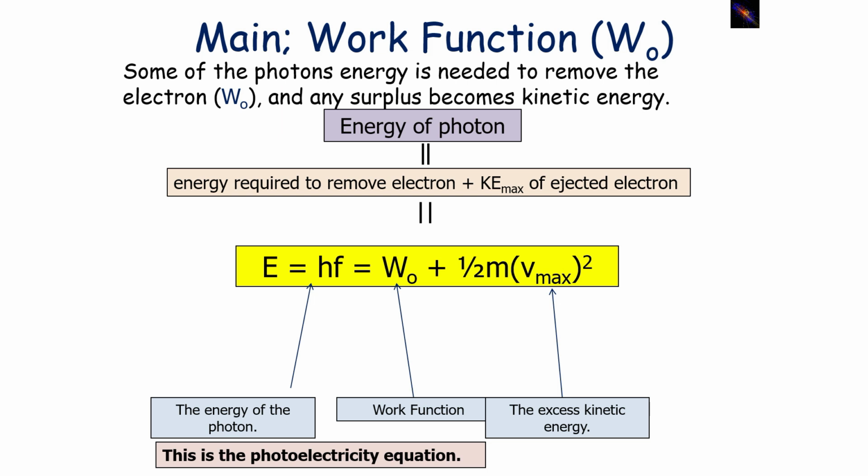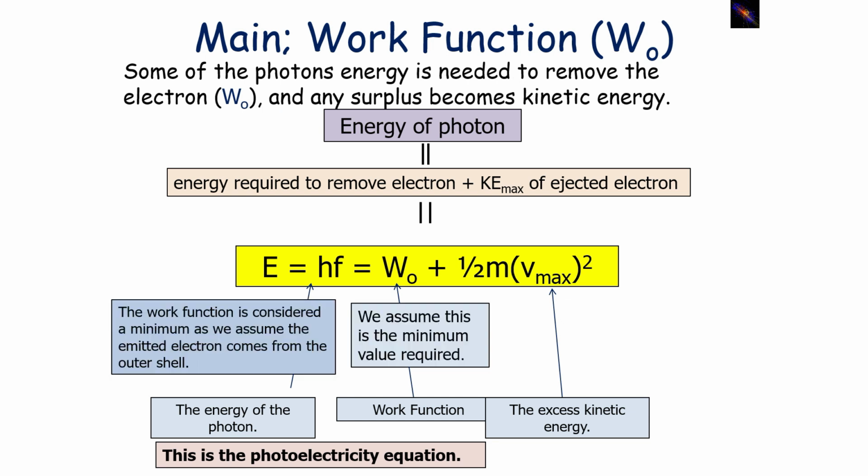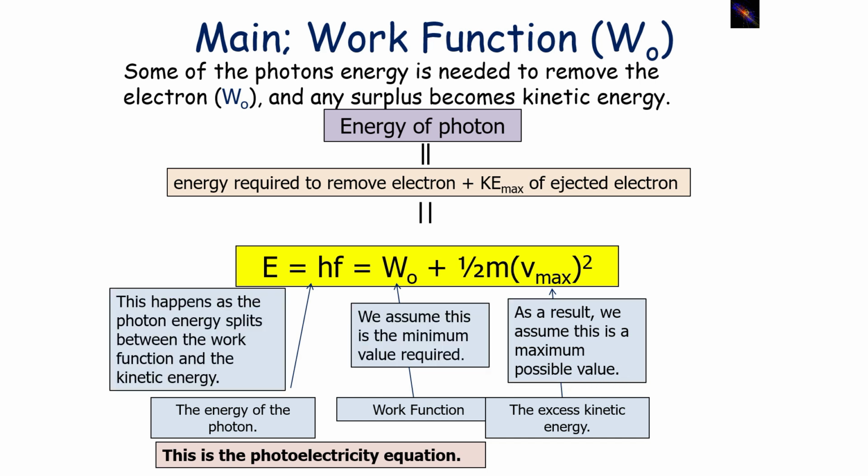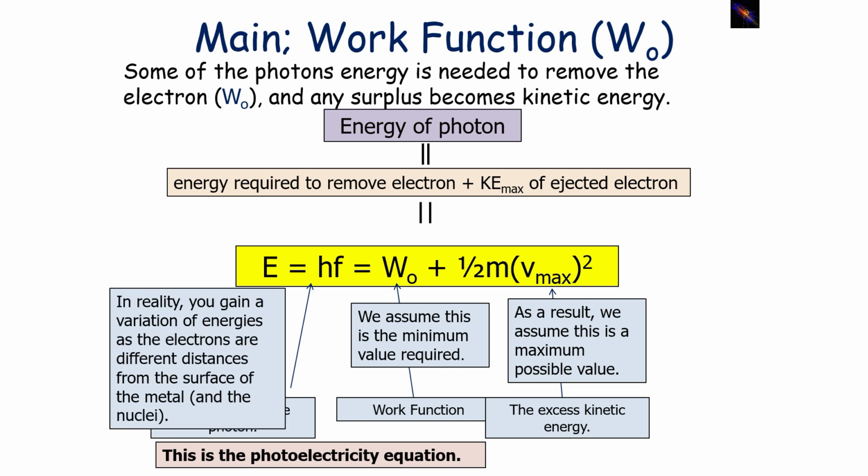So we can write this out mathematically and say E = hf = work function + ½mv². Now remember, the work function is considered a minimum as we assume the electron is at the surface of the metal, so if the work function is a minimum value, that tells us that the kinetic energy of the electron in this equation must be a maximum value. This happens because our photon energy splits between the work function and the kinetic energy. Now in reality you gain a variety of energies, as the electrons are different distances from the surface of the metal and the actual nuclei themselves.